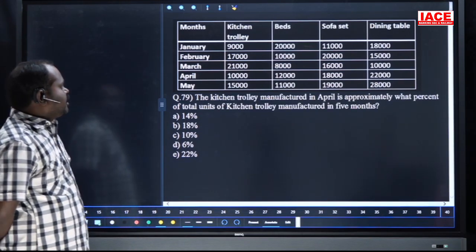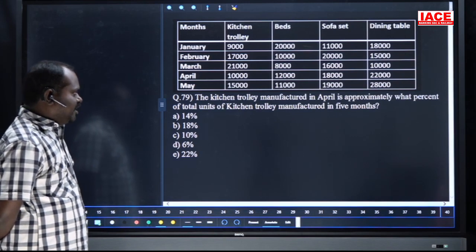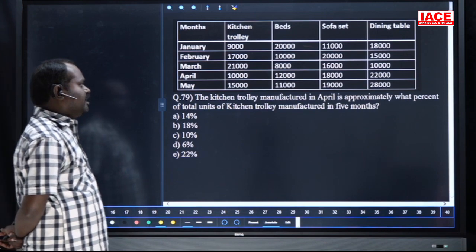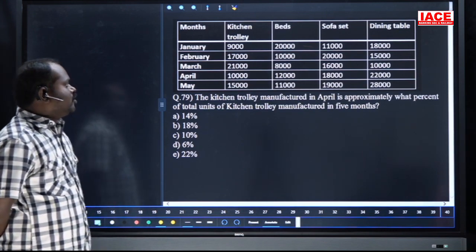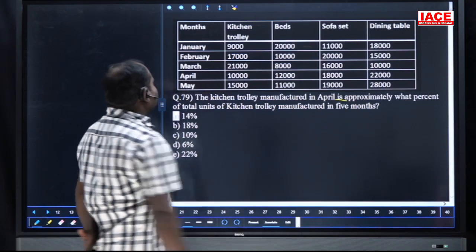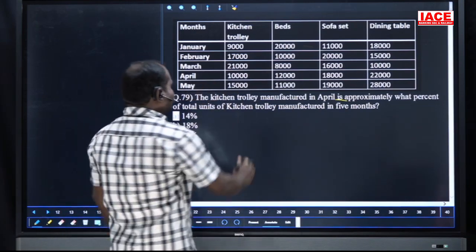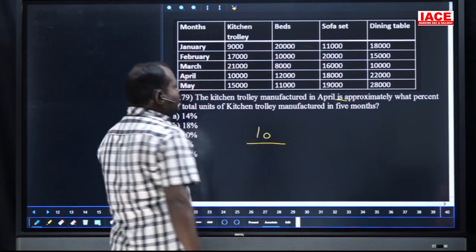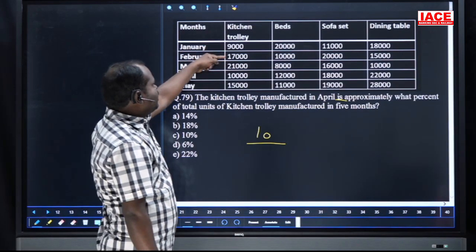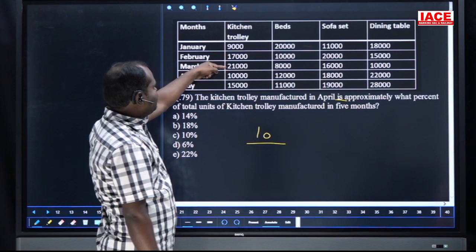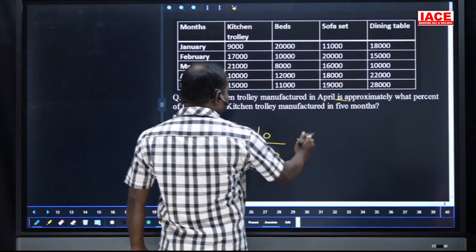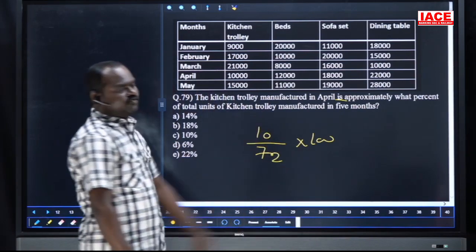79th. The kitchen trolley manufactured in April is approximately what percent of the total units of kitchen trolley manufactured in 5 months? Kitchen trolley April is what percent of? So kitchen trolley April 10 by all the 5 months kitchen trolleys: 9 plus 17, 26, 47, 57, 67, 72. 10 by 72 into 100. Anyway, those zeros will get cancelled.